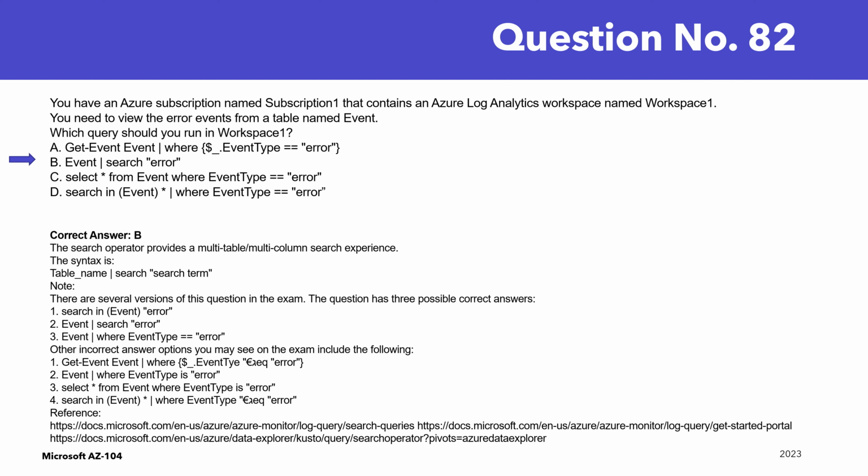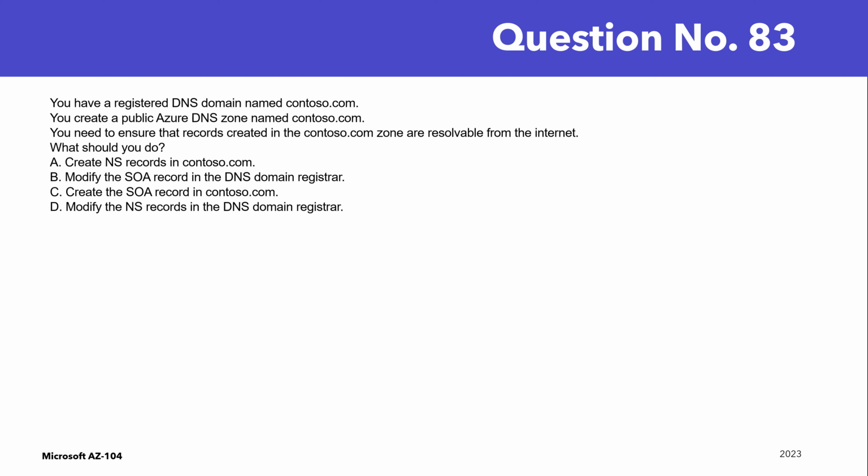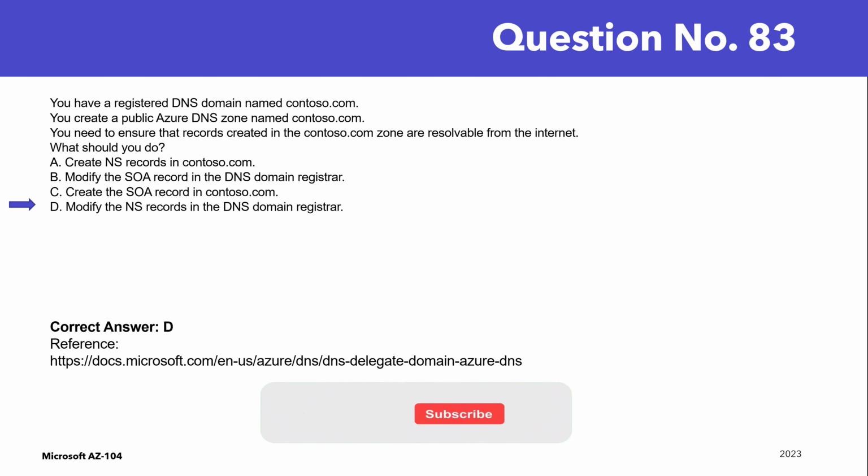Correct answer B. You have a registered DNS domain named contoso.com. You create a public Azure DNS zone named contoso.com. You need to ensure that records created in the contoso.com zone are resolvable from the internet. What should you do? A. Create NS records in contoso.com. B. Modify the SOA record in the DNS domain registrar. C. Create the SOA record in contoso.com. D. Modify the NS records in the DNS domain registrar. Correct answer D.